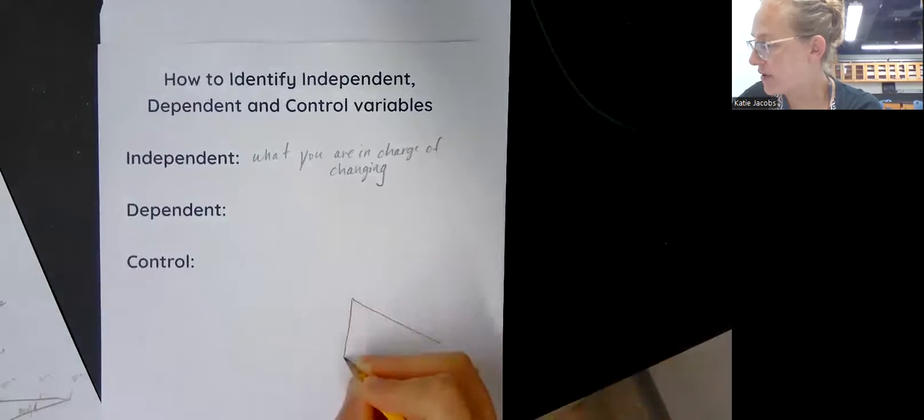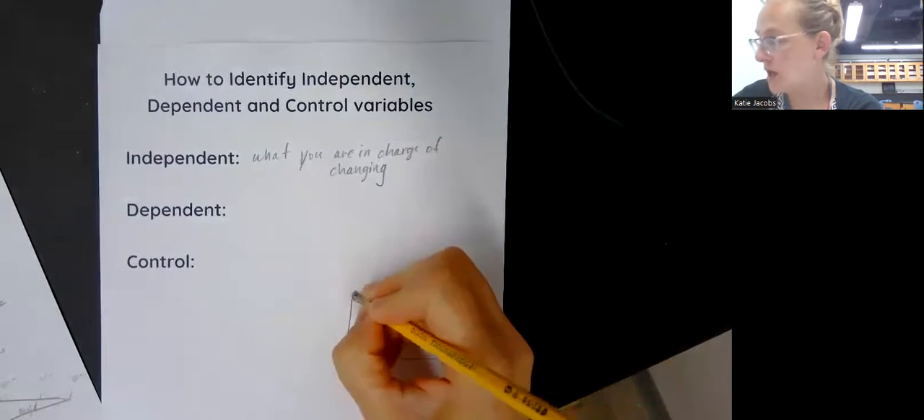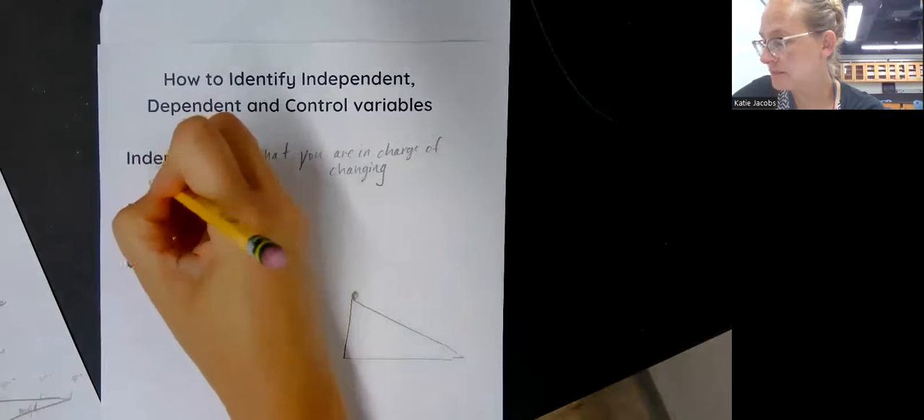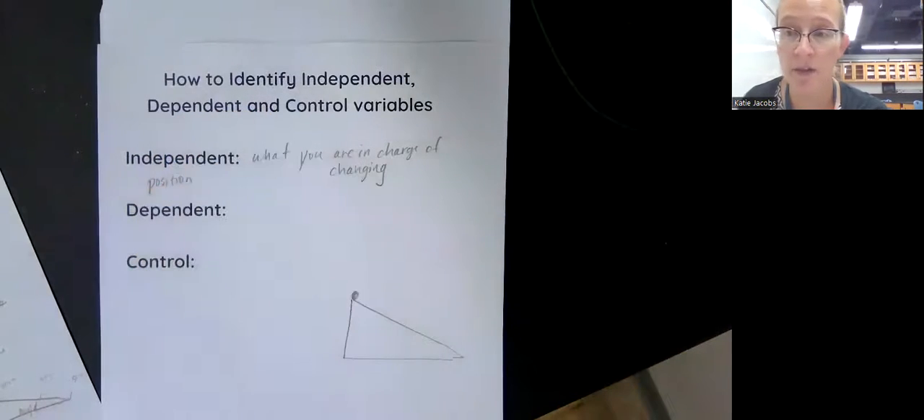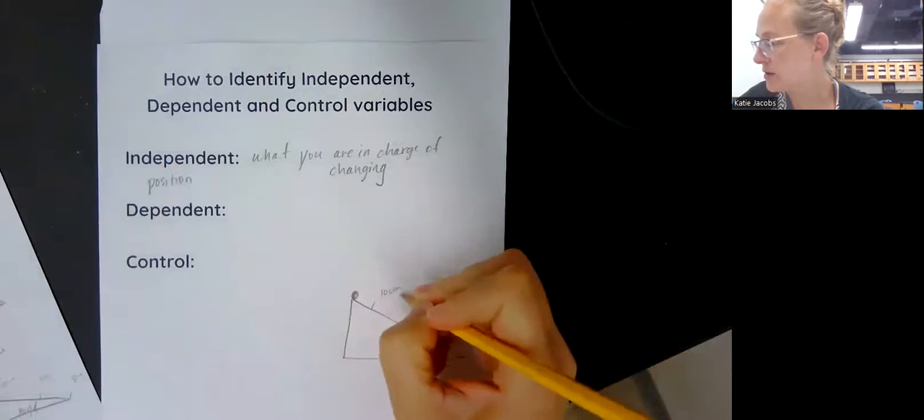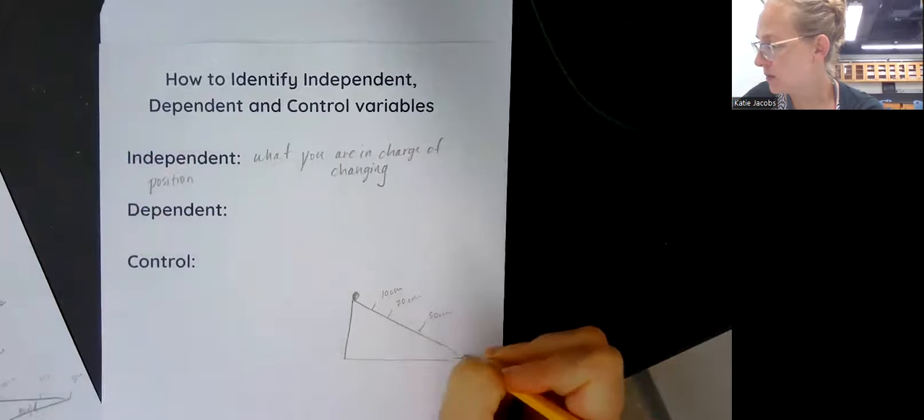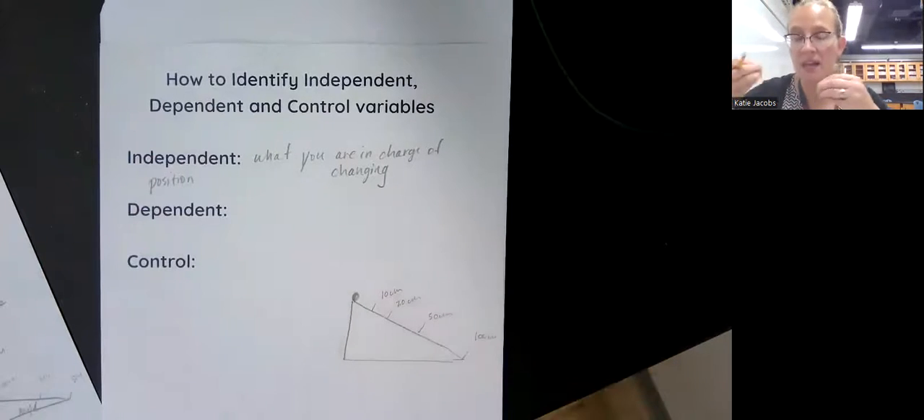Let's say I have a ramp with a ball at the top. If position is my independent variable, I'm going to select different positions on the ramp. You could select 10 centimeters, 20 centimeters, 50 centimeters, 100 centimeters. I get to pick the different positions.